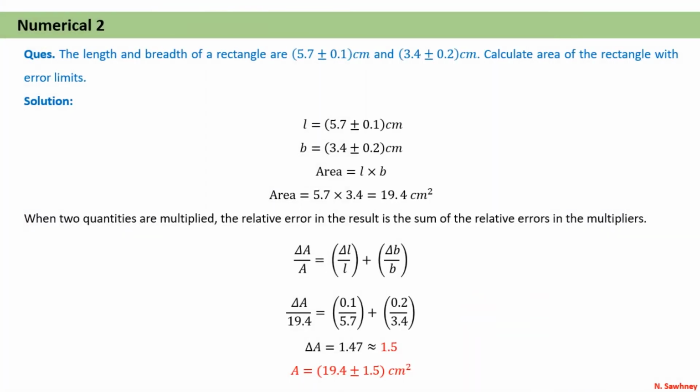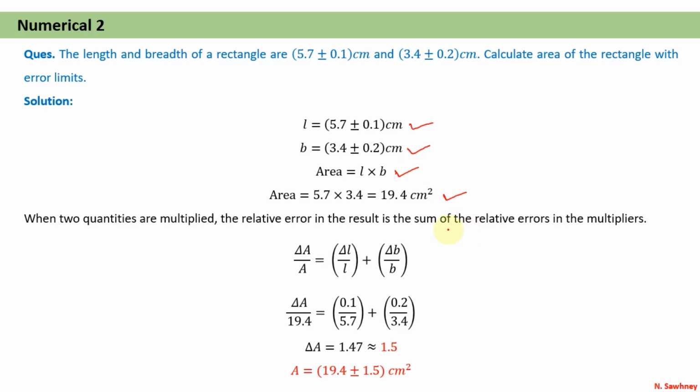Let us attempt one more numerical. The length and breadth of a rectangle are given. We have to calculate the area of the rectangle within the error limits. So these are the values for the length and breadth. As we are aware, the area of the rectangle is length multiplied by breadth. It comes out to be 19.4 centimeters square.